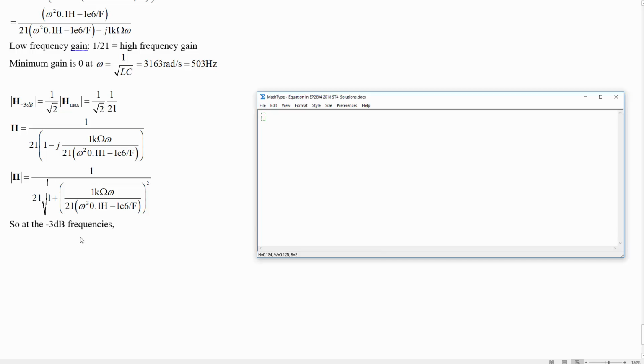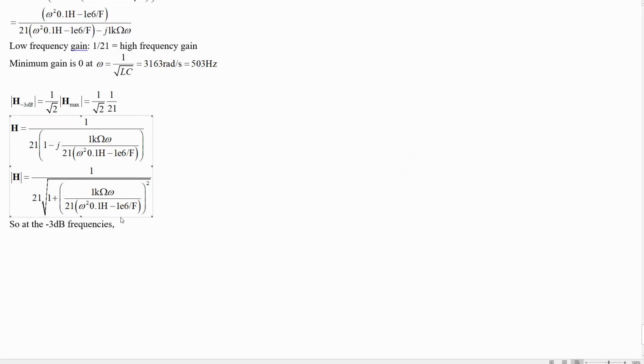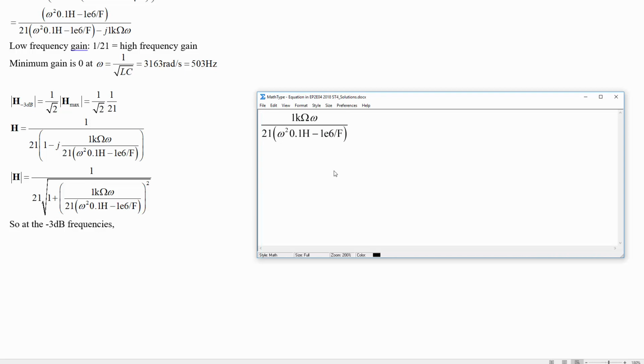So at the 3 dB frequencies, what we need is that this bracket term here is equal to 1 or -1. The way to get this thing in brackets under the root to be a root 2 is to have this second term be 1 or -1. And that's going to make this a little bit easier to solve. So then we're ending up with a 1000 over 21. And we could just check that, see what the units are doing right now.